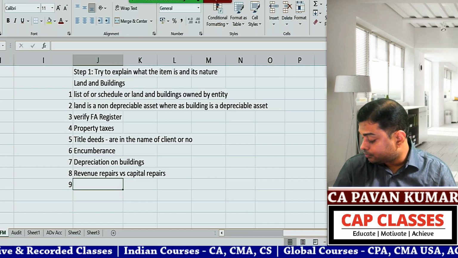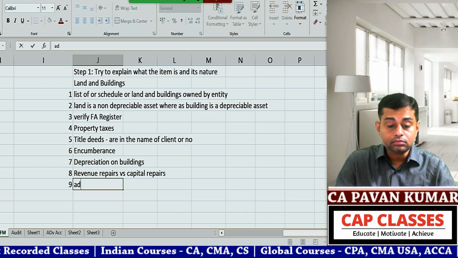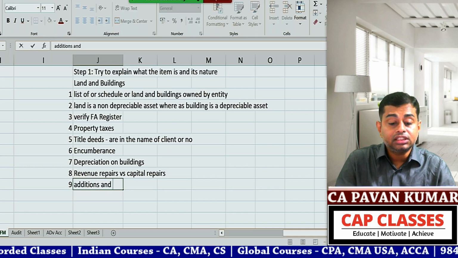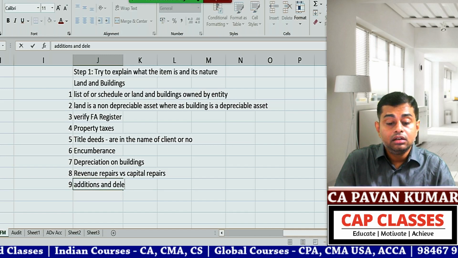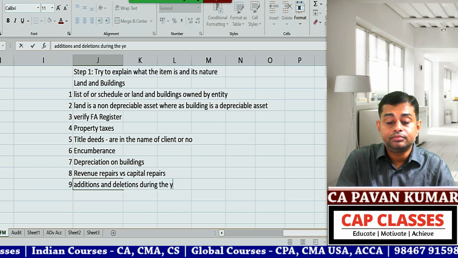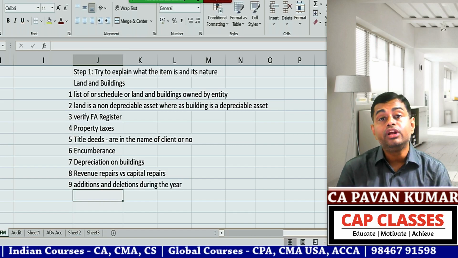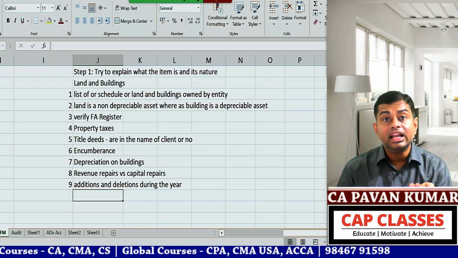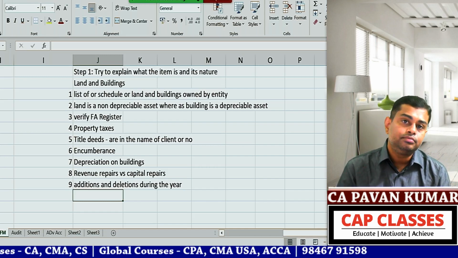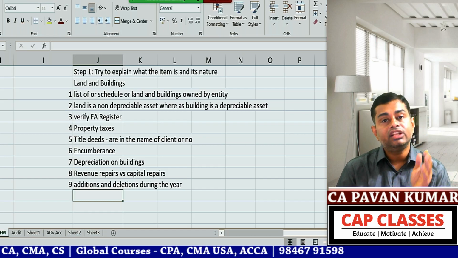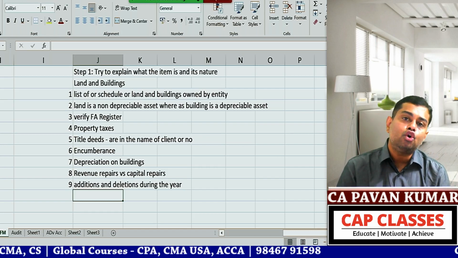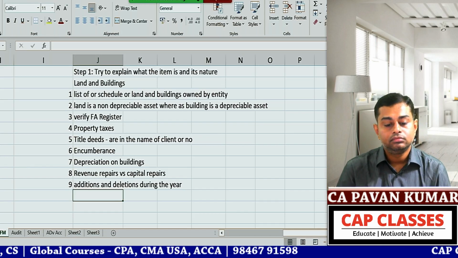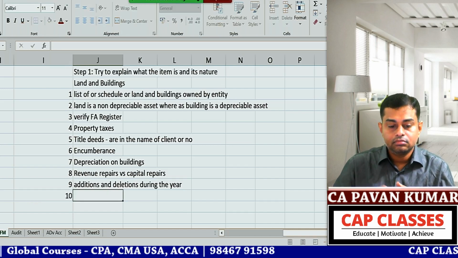Any other point? Additions and deletions during the year. Yes. Any lands sold during the year, any lands bought during the year. If you have sold land, there can be profit on sale of land. If you have purchased land, whether incidental expenses are capitalized or not. Correct? Yes, sir. Then next.